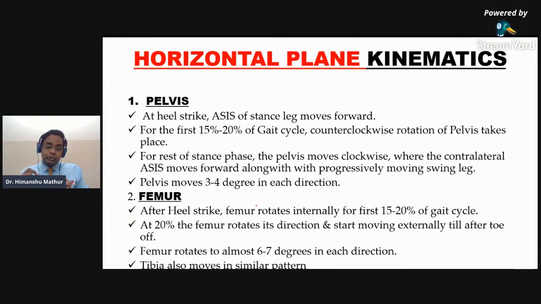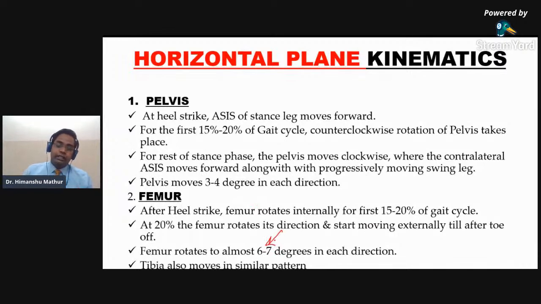Now at 20% of the gait cycle, that is at the foot flat phase, the femur reverses its direction and starts moving externally. After the foot flat, as I move on to mid stance till toe off, till the end of the stance phase, it will continue to rotate externally. The femur rotates almost 6 to 7 degrees in each direction.